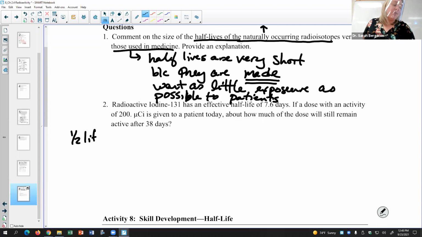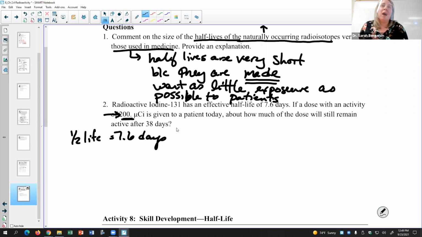Okay, so radioactive iodine-131 has an effective half-life of 7.6 days. So my half-life, 7.6 days. If a dose with an activity of 200 µCi, what does that tell me about my sig figs? How many do I have here? 3. I have 3 significant figures here because decimals present. We come in this direction, start counting at your first non-zero number and count them all. So that's the 2 significant, the 0, and the 0 significant. Okay. Is given to a patient today. About how much of the dose will remain active after 38 days?